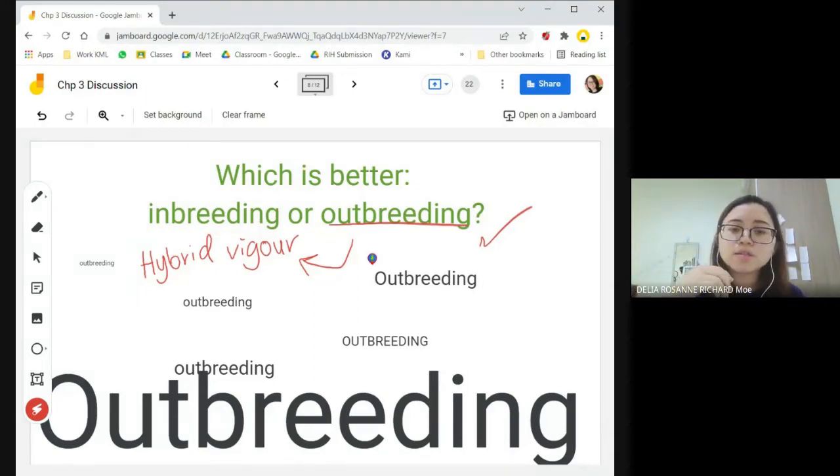Why do you think that is? Why do you think, although outbreeding is good, sometimes we still do inbreeding, especially when it comes to agriculture and farming? To show recessive phenotypes. Okay, what is it about those recessive phenotypes that we want? What are some kinds of phenotypes that we want through inbreeding?